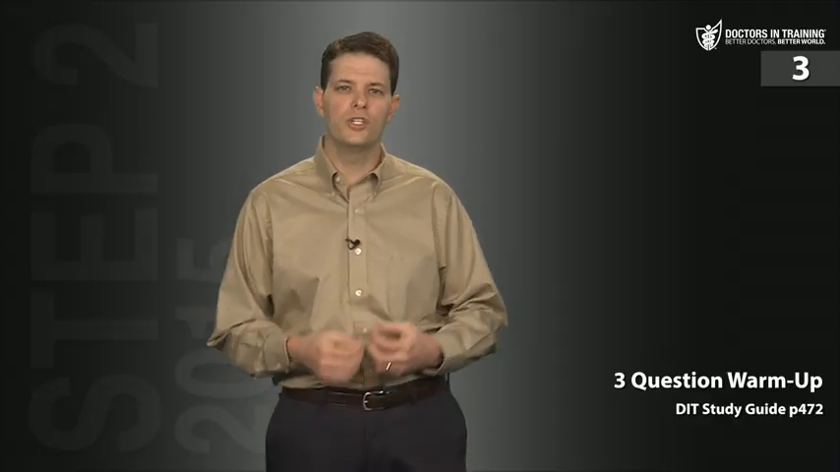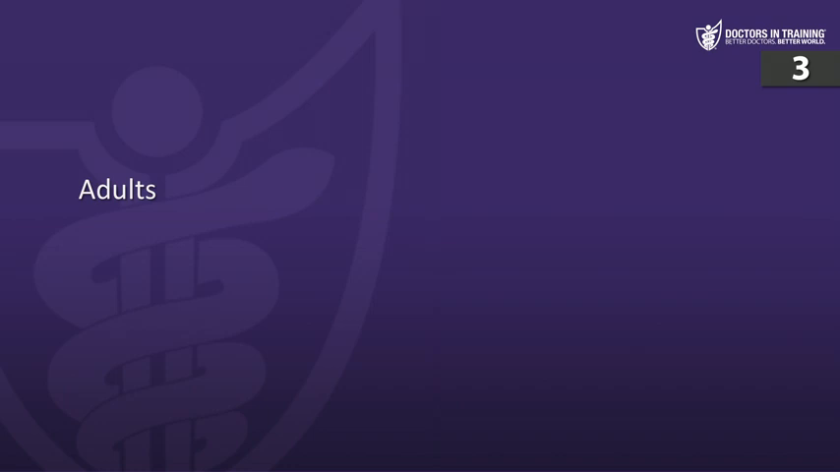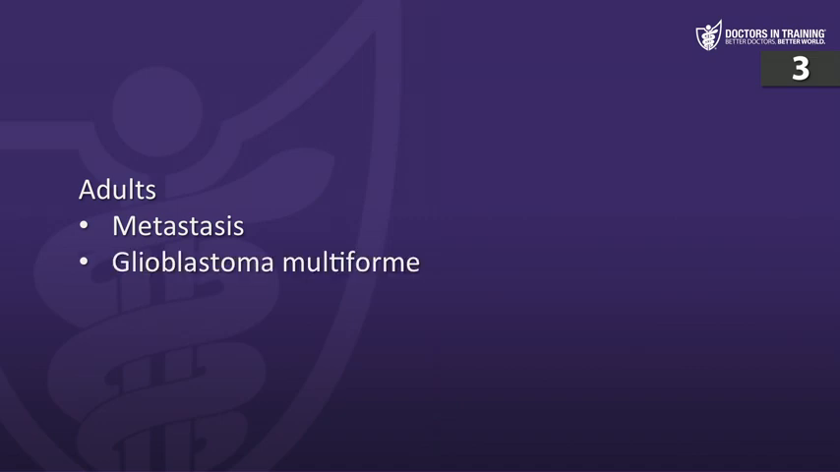The third question, what are the two most common primary brain tumors in adults? Remember, the mnemonic for adult brain tumors was MGM studios. So the first M is metastasis, so that's not a primary brain tumor. G is for glioblastoma, which is the most common primary adult brain tumor. And the second M is for meningioma, which is second most common. And S, the third most common primary tumor, would be a schwannoma.